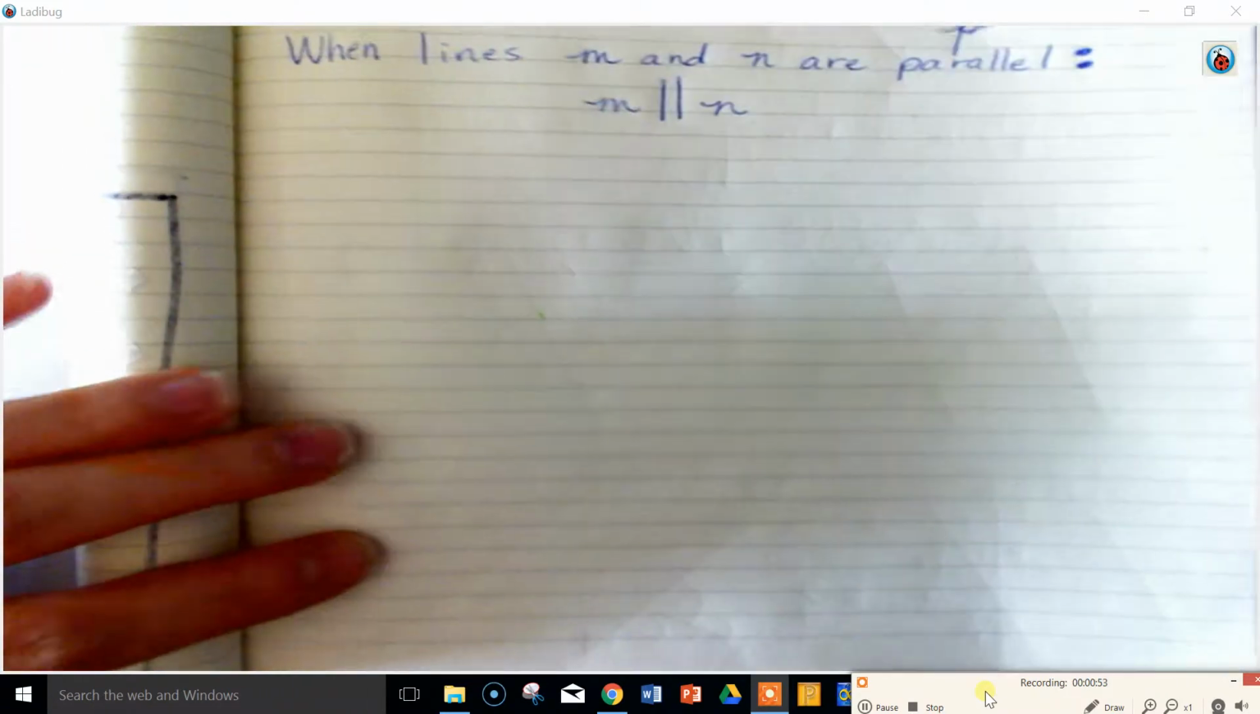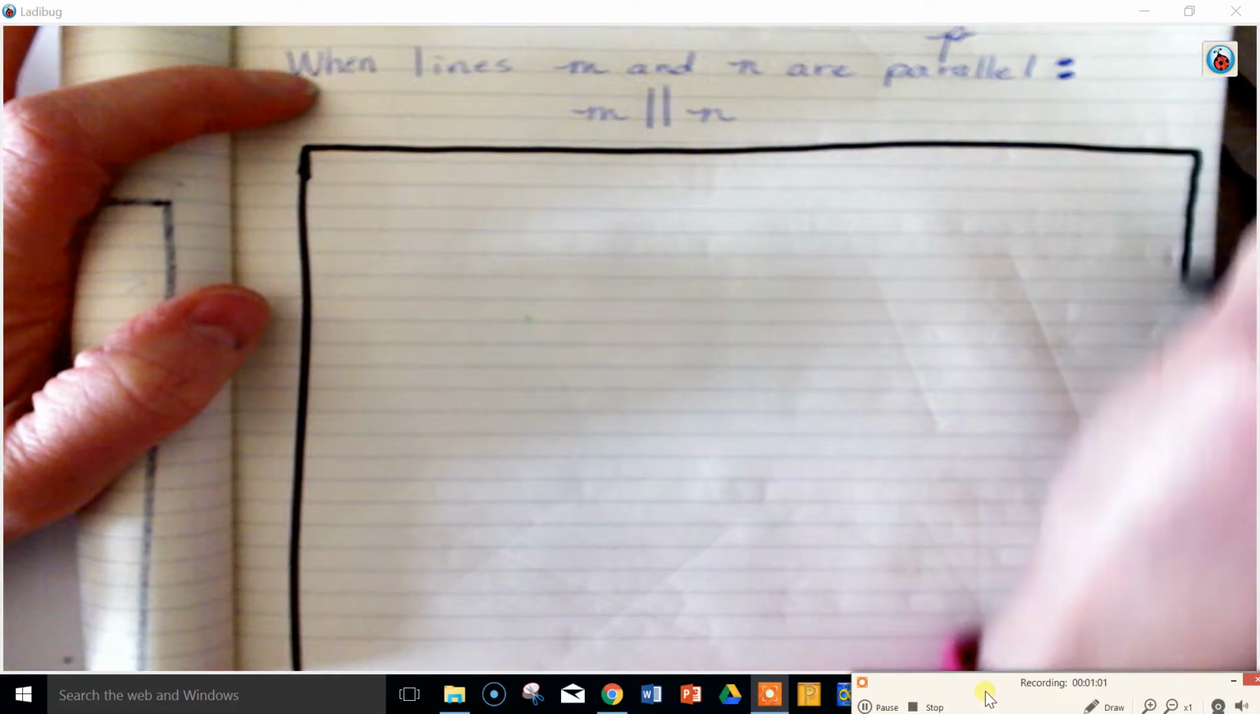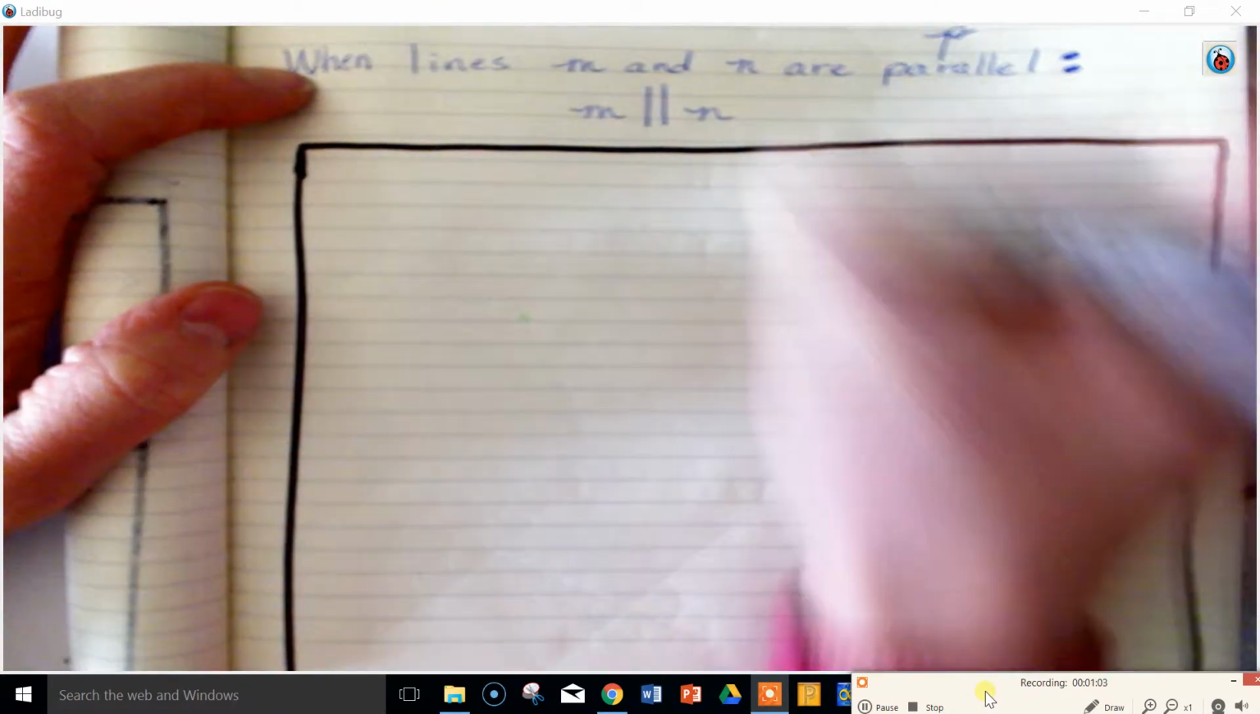So down below here, you're going to make a table that is a 2 by 2, just like we did last time. Give yourself lots of space.